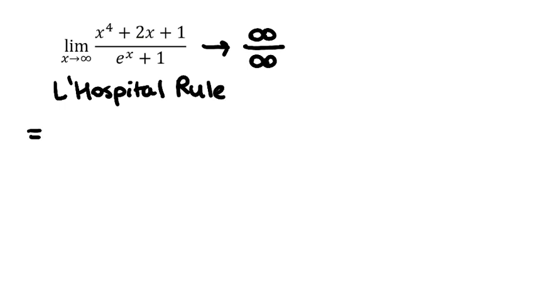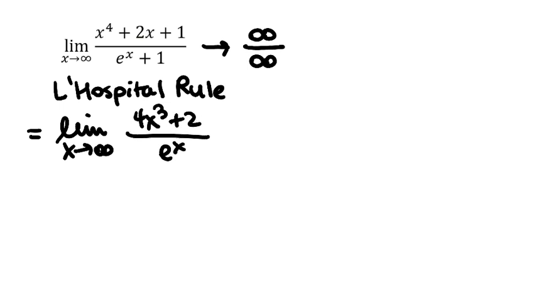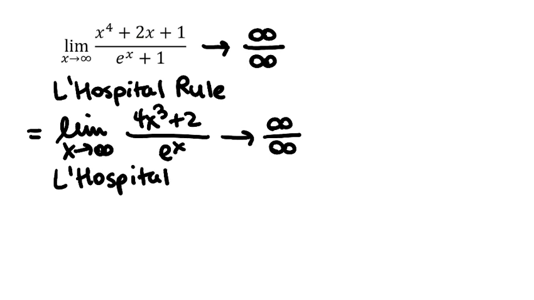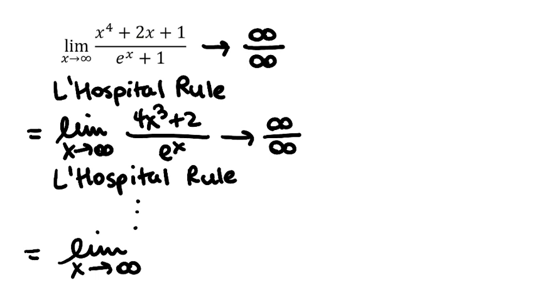This is going to be equal to the limit as x approaches infinity of 4x to the third plus 2 over e to the x. That's going to infinity over infinity again, so you can, again, use L'Hopital's rule. Then you would get 12x squared over e to the x. But again, that would go to infinity over infinity. So you eventually simulate a bunch of derivatives, and you just imagine it in your head.